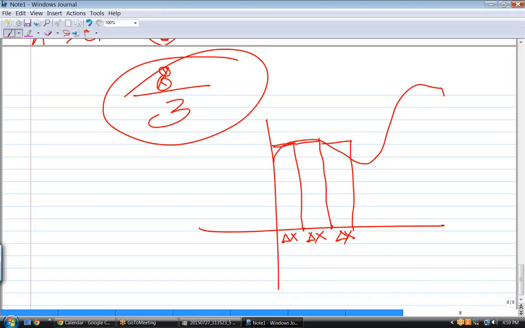But, in fact, and I don't know where the proof of that is, I imagine that's a pretty hard proof, but you can prove that the C sub I can be anywhere. It doesn't have to be on the right-hand endpoint. It doesn't have to be on the left-hand endpoint. It can be in the middle. It can be anywhere in that rectangle.